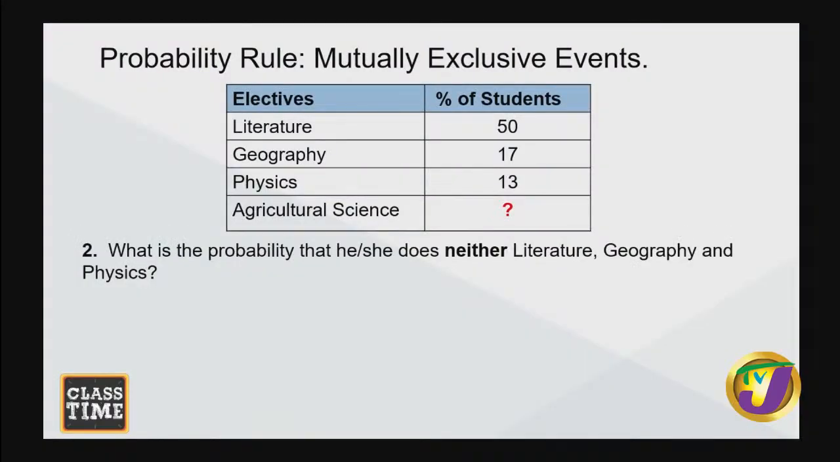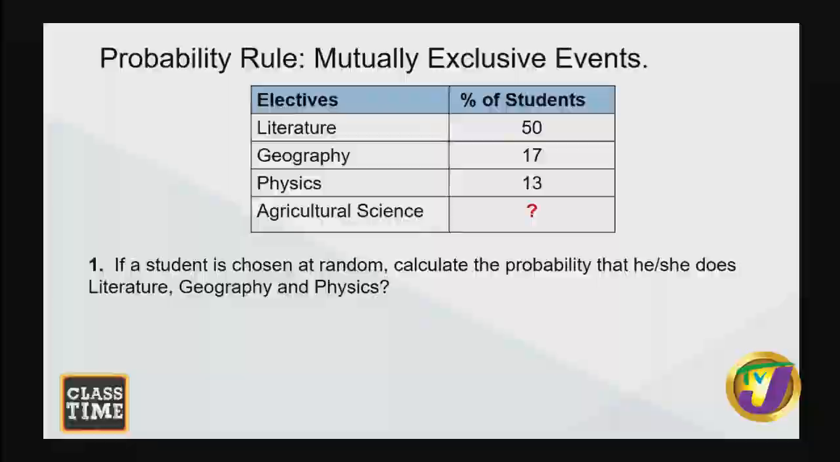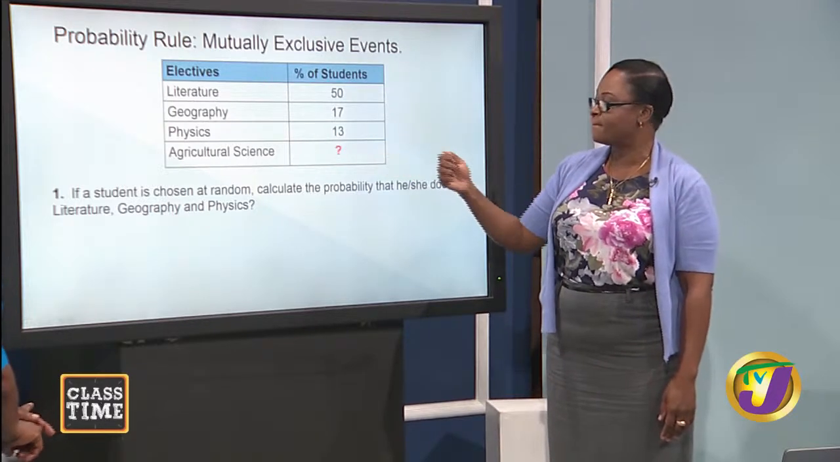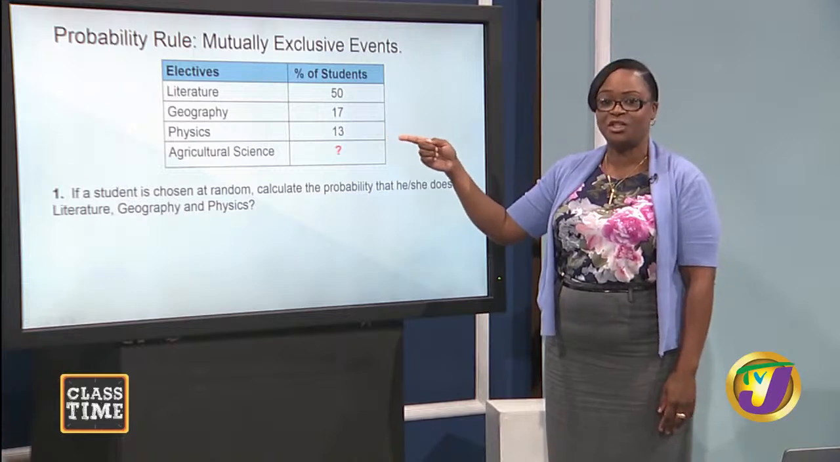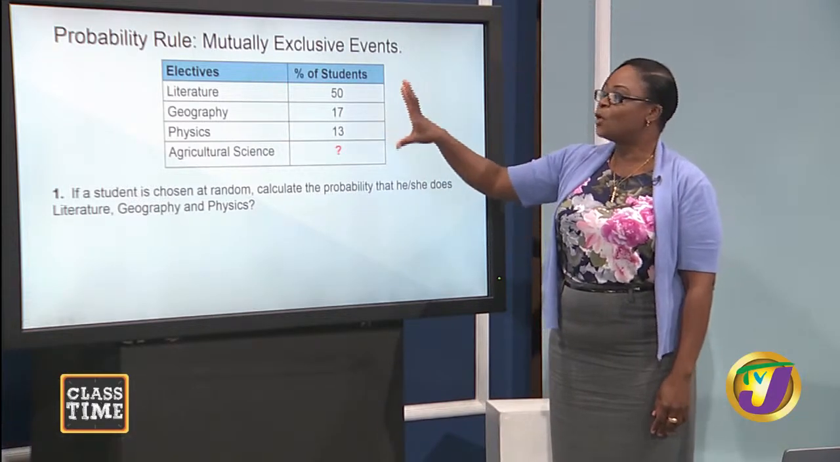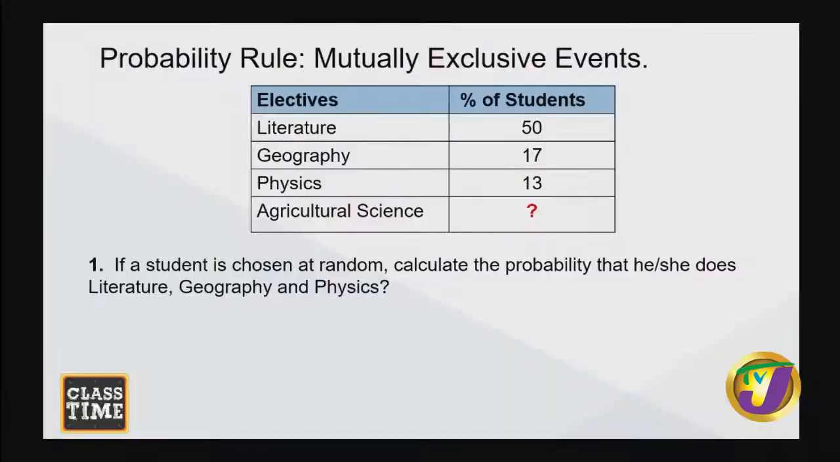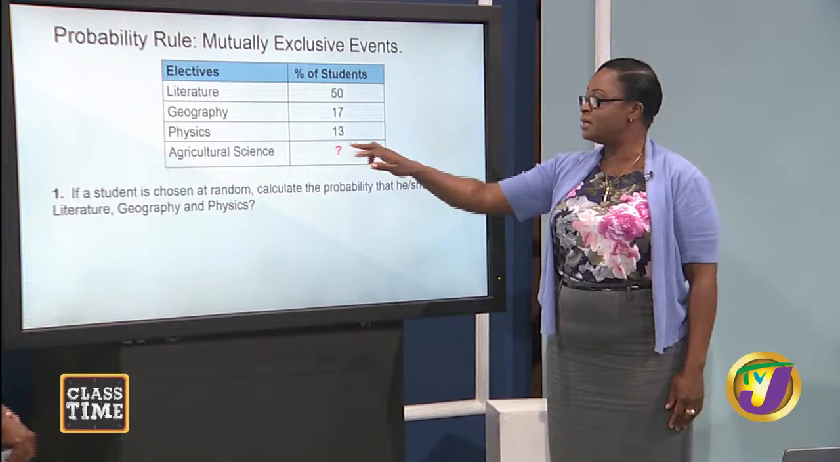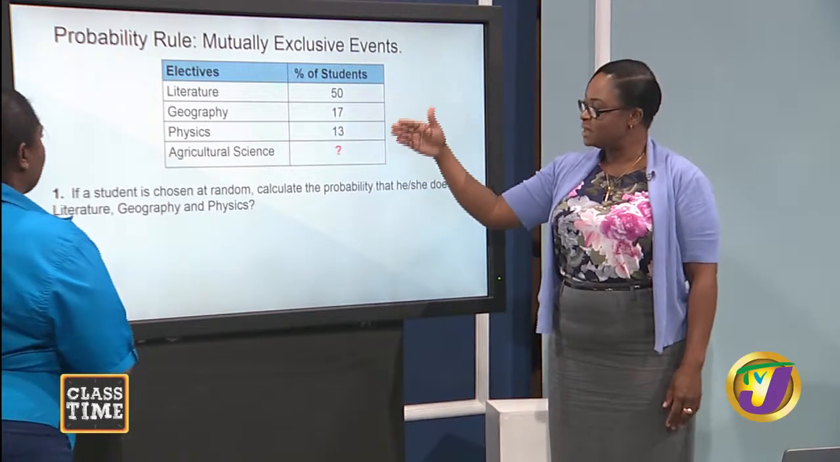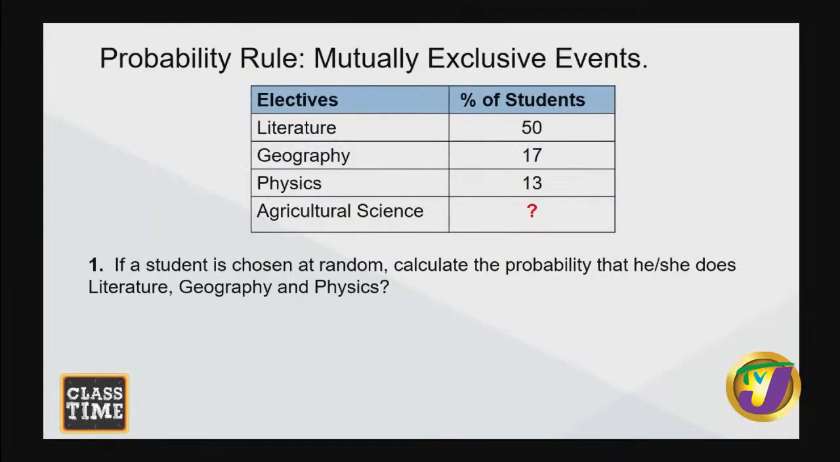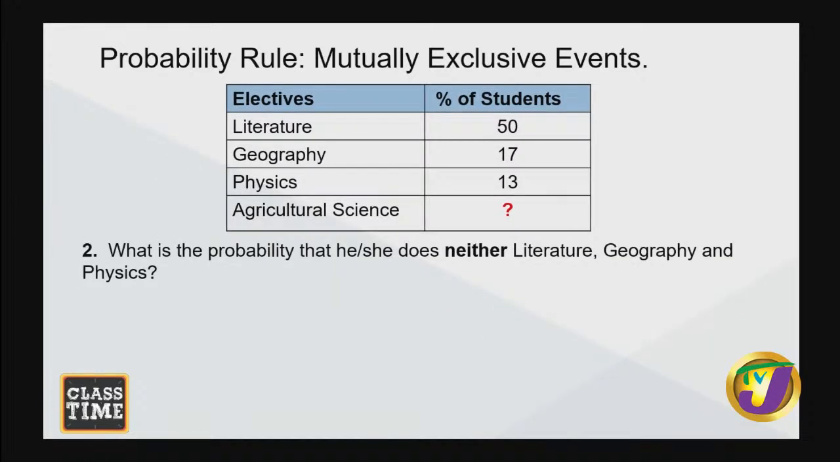The information that we have. So here, what is the probability that he or she doesn't choose any of the 3? First, we have to identify the total. Address the question mark. We were given the total as a percentage. So if we had 50% added to 17%, added to 13%. Now this is for you to do on your own. What we're doing is walking you through. After you have identified the percentage, remember, 50 added to 17 added to 13 added to what gives you 100, because it's percentages we're doing. And of course, what is the probability that he or she does neither literature, geography, or physics?